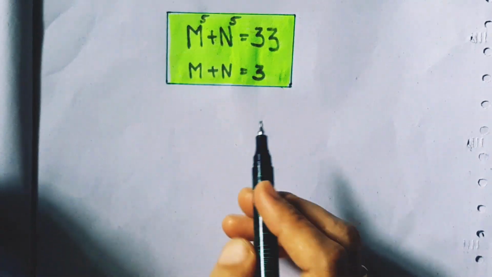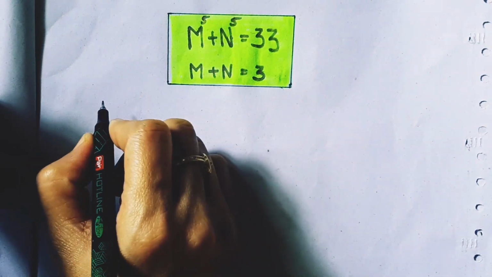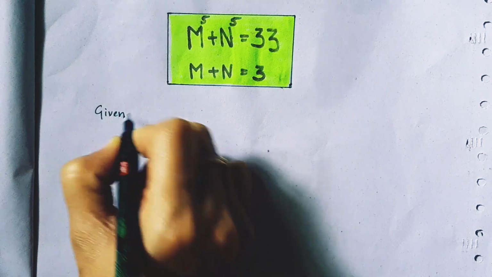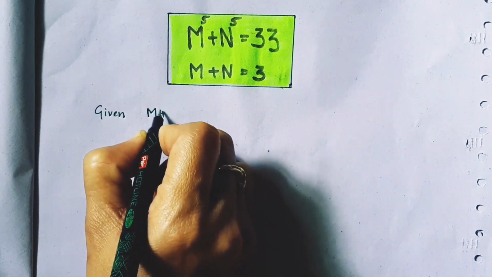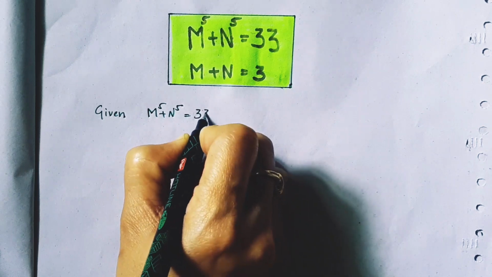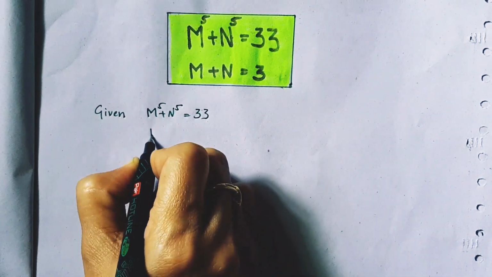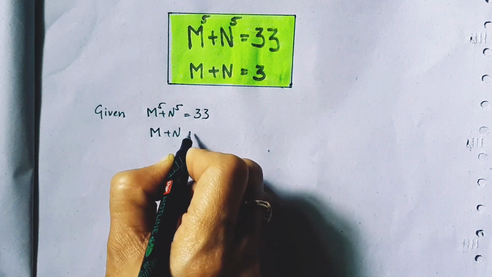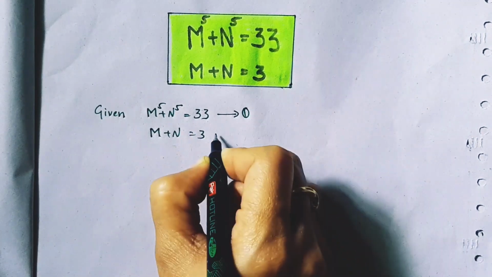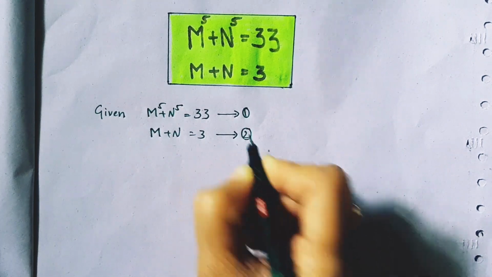So let's start. First of all, I'll write what is given. Given is m power 5 plus n power 5 equal to 33, then m plus n equal to 3. Let us assume this is equation 1 and this is equation 2.